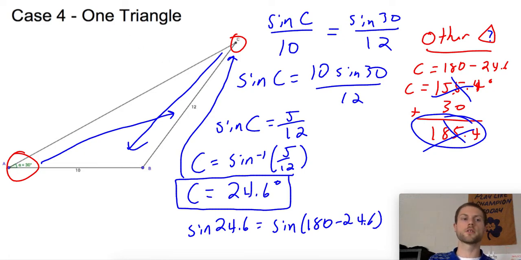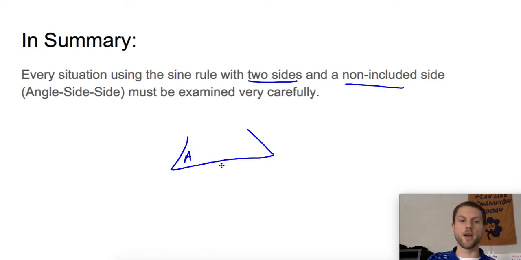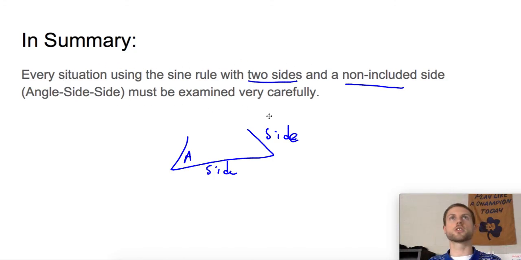So what do we learn from all of this? In summary, every single situation that uses the sine rule or law of sines where there are two sides and a non-included angle, so that is something like what we had here, where you have an angle, a side, and a side, or you could read this as side-side-angle, must be examined carefully. You can't just say, oh, I know exactly what kind of triangle this makes. You have to be a little careful when you have this kind of configuration. And so that's the four cases.